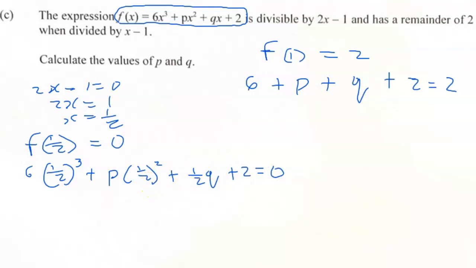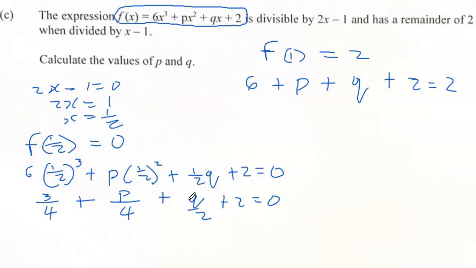Let's see if we can simplify this. Now, half to the power of 3, that's half times half times half, that's 1/8, and 1/8 times 6, that's 6/8, so that should be 3/4 when simplified. Plus half squared, that's half times half, that's 1/4, times p, so that's p over 4, plus half q, that's q over 2, plus 2 equal to 0.